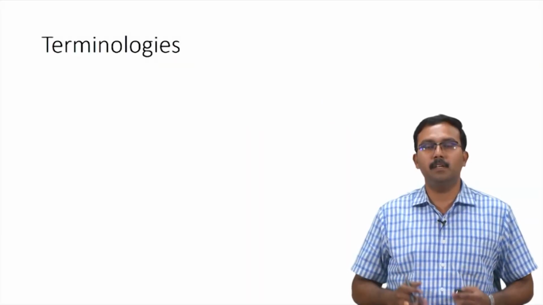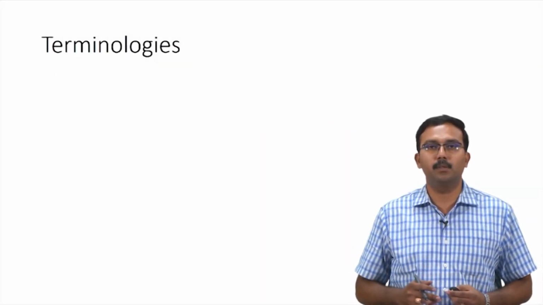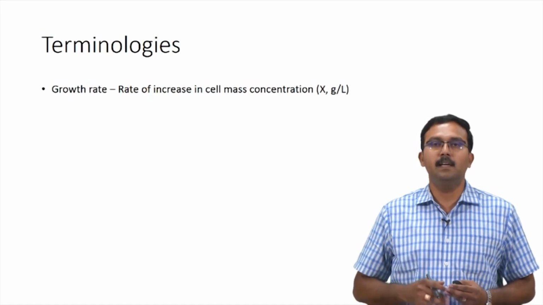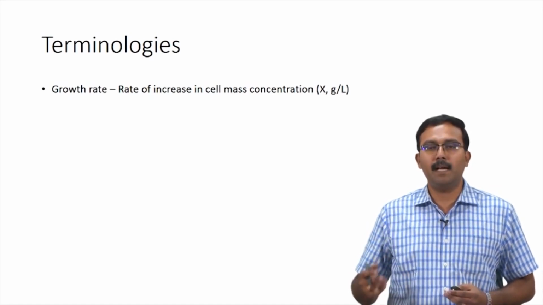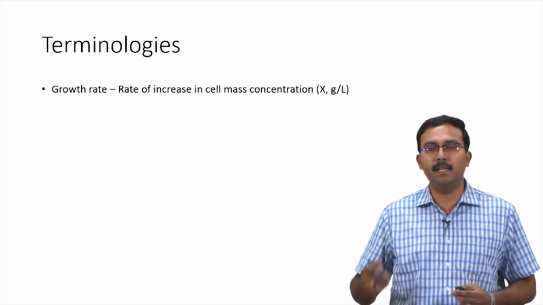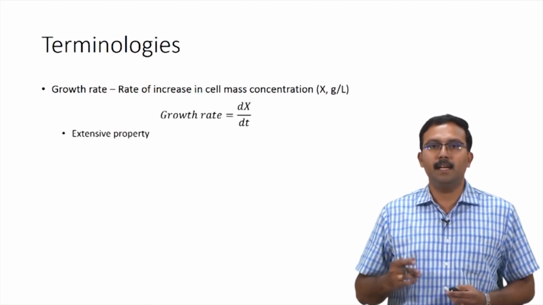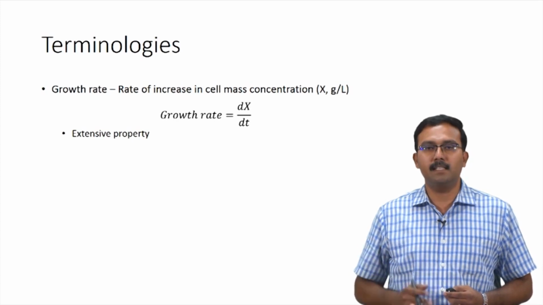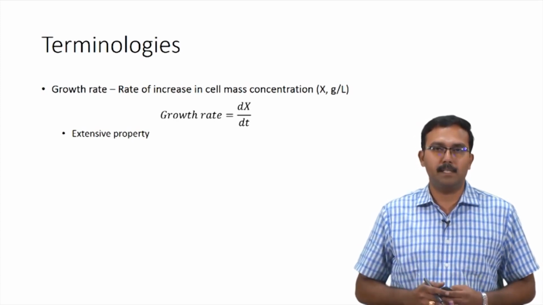First, let us learn some of the terminologies associated with cell growth. Growth rate is defined as the rate of change of cell mass concentration, which is represented as x, and the units is usually grams per liter. This is given as growth rate is dx/dt. So, this is the mathematical representation.